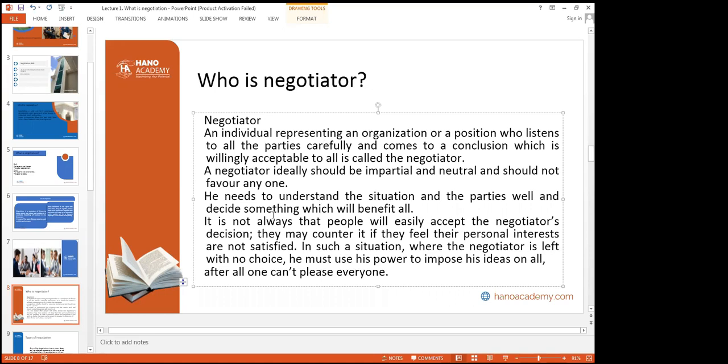So as a negotiator, you need to be very keen, you need to be very thorough in your negotiation skills so that you don't reach a point where you are pushing your decision to the groups or the people within that particular negotiating table. That should be the last resort.